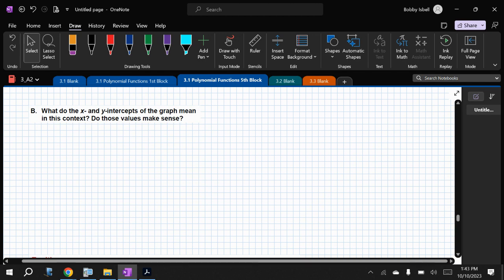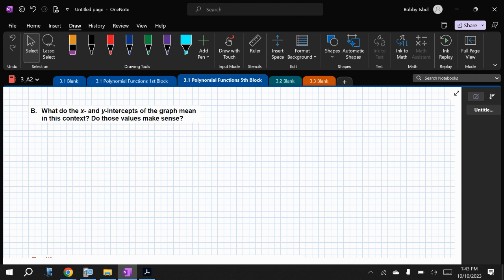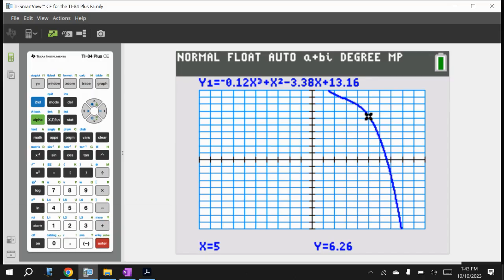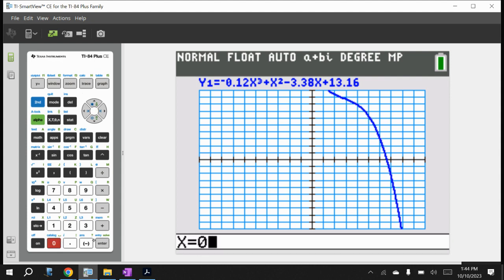All right, B part. So this is another, using the same information from the big long word problem. B part says, what do the x and y intercepts of this graph mean in this context? And then it says, do those make sense? Okay, so this is a little bit adapting real world thinking to the math here. So on our graph, we know that it crosses the y-axis somewhere up here off the screen. I want to know what that y-intercept is. So how do I find a y-intercept? Kind of the same way I did A part. What do I trace? Yeah, trace 0, enter.